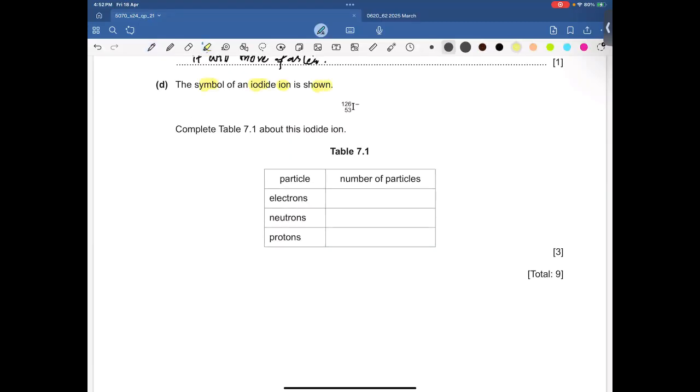The symbol of iodine is shown. Okay. Complete the table. We have an atomic number of 53, which means we have 53 protons. Obviously, we need 53 electrons, but the negative charge means it will gain 1 electron in its valence shell. The electrons are going to be 54. Now, in order to calculate the neutrons, we need to subtract the proton number from the nucleon number, and it's going to be how much? 127 minus 53, 74, I believe. Oops. Neutrons would be 74 and electrons are going to be 54. Okay.